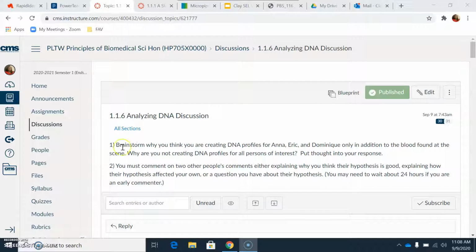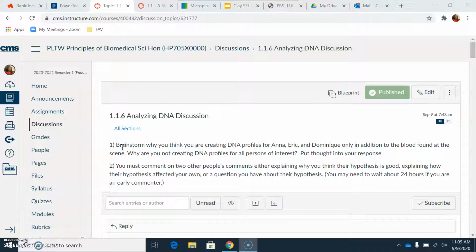The first question is: brainstorm why you think you are creating DNA profiles for Anna, Eric, and Dominique only, in addition to the blood found at the scene. Why are you not creating DNA profiles for all persons of interest? Put thoughts into your response. So think about 1.1.4 when we did the blood typing activity. Why would we only be looking at Anna, Eric, and Dominique with regards to the blood found at the scene?